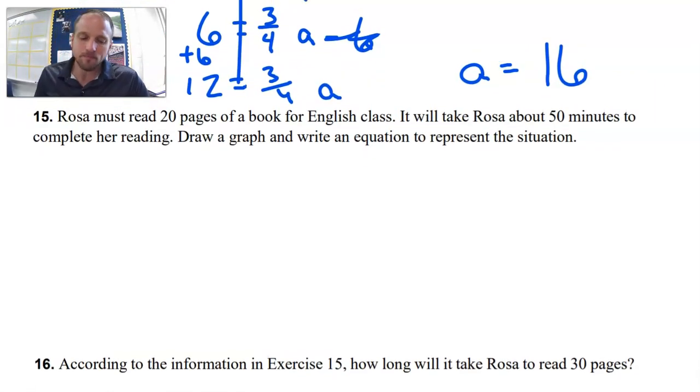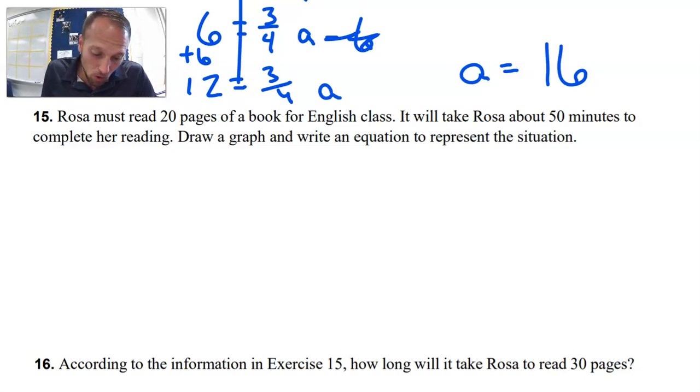Number 15. Rosa must read 20 pages of a book for English class. It will take Rosa about 50 minutes to complete her reading. Draw a graph and write an equation to represent the situation. Okay, so this is going to be easy. 20 pages in 50 minutes.